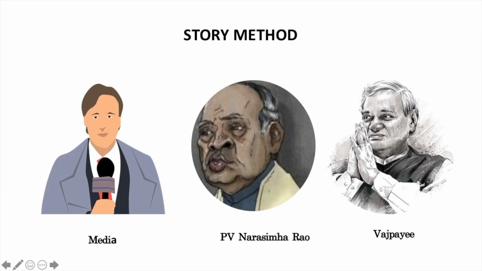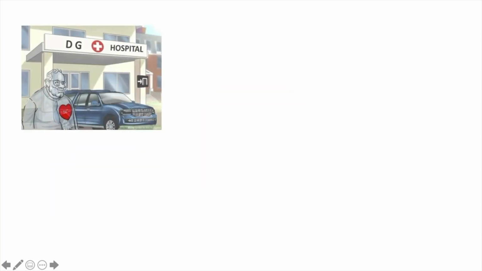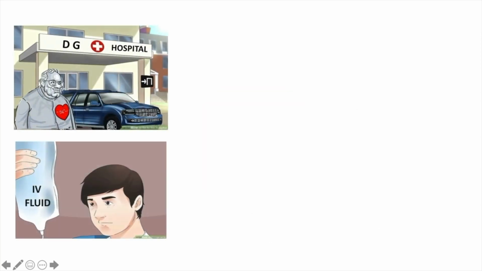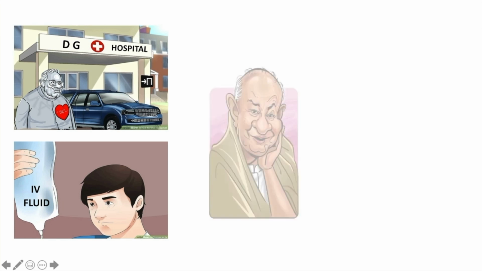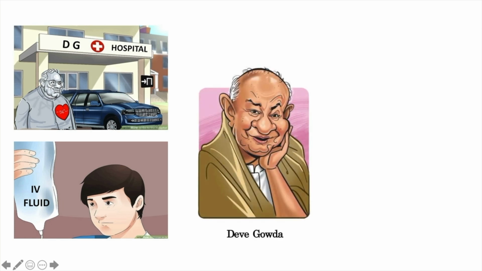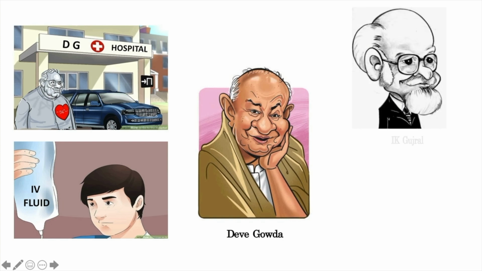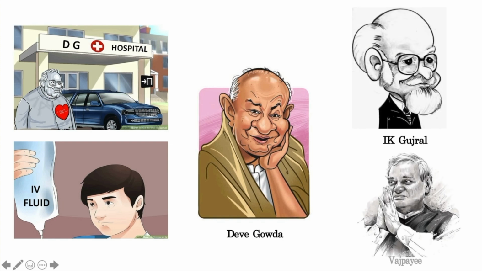Next part of the story goes this way. Atal Bihari Vajpayee falls sick, gets admitted in a hospital called DG Hospital, where the doctors administer him with IV fluid. So DG and IV are the clue. So DG stands for the Prime Minister Deve Gowda. I and V is for the next 2 Prime Ministers. I for I.K. Gujral, V for Vajpayee. So Atal Bihari Vajpayee comes back to power for the second time.